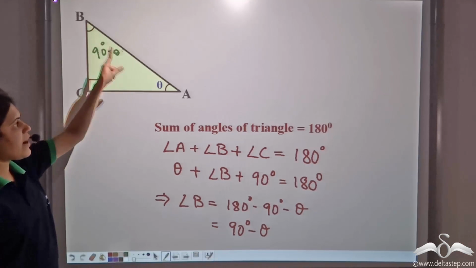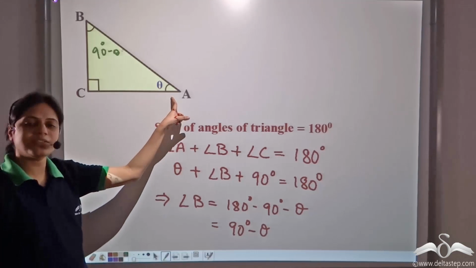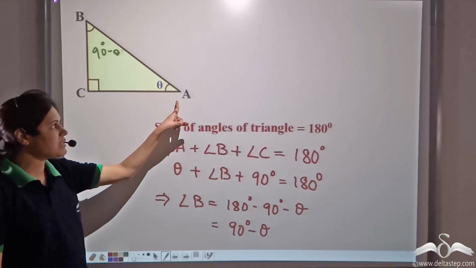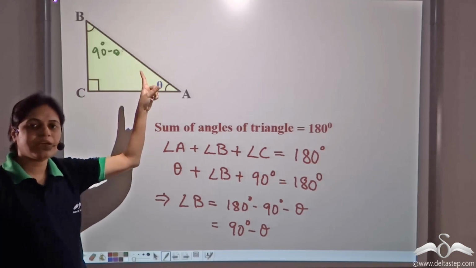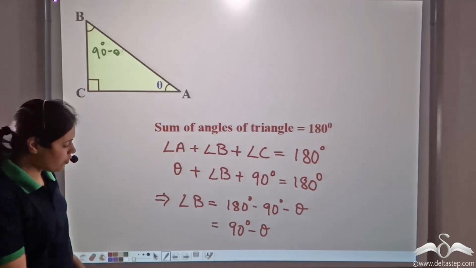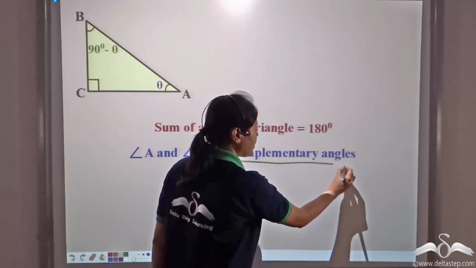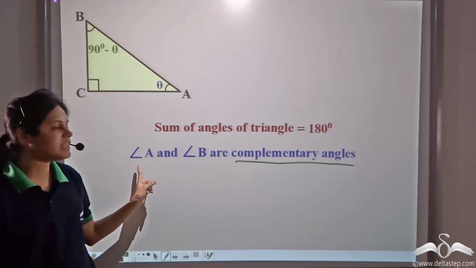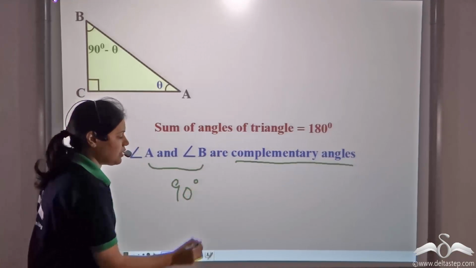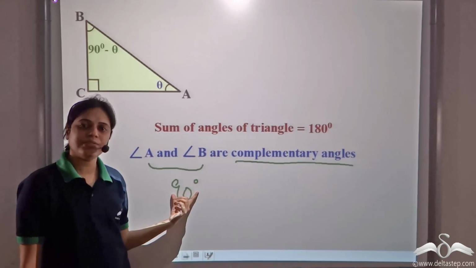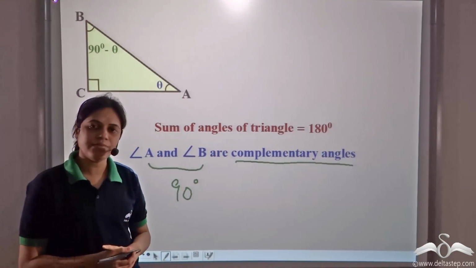Also, the sum of angle A and angle B is 90 degrees, because this is 90 minus theta and this is theta. 90 minus theta plus theta is 90. So sum of angle A and angle B is equal to 90 degrees. Or we can say that angle A and angle B are complementary angles, because when the sum of two angles is equal to 90 degrees, the angles are called complementary angles. So if angle A is theta, angle B will be 90 degrees minus theta.